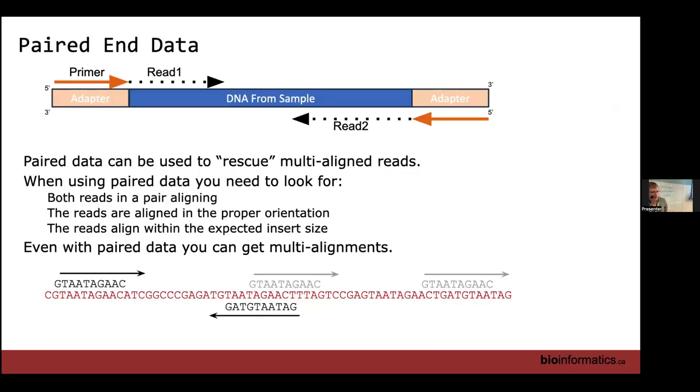So let's talk about mapping. And I want to talk about paired end data. Illumina has a great design in terms of pulling a fragment out and working with paired end data. And it's often used to rescue reads. I mentioned reads can align in multiple locations at times. And I'm showing you a representation here of a single read mapping perfectly at three different locations, right?